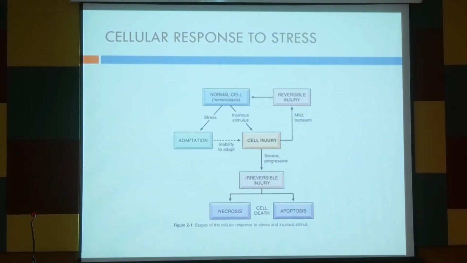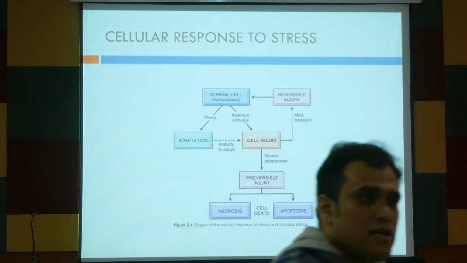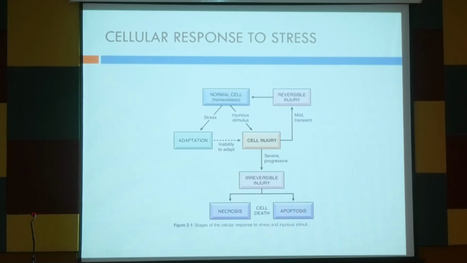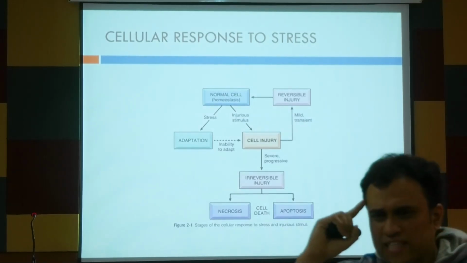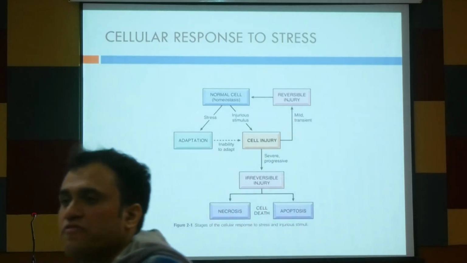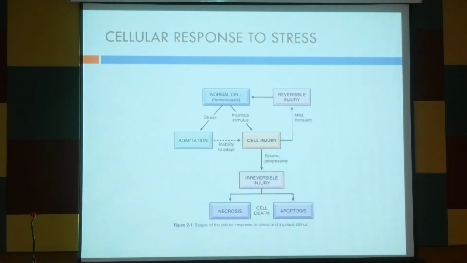So a normal cell is in a state of homeostasis. You put it in a state of stress where the body is able to adapt. That is called adaptation. If this stress continues and your body fails to adapt, it can injure your cells. That is cell injury.